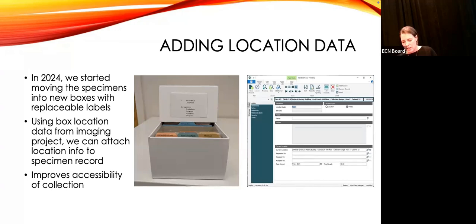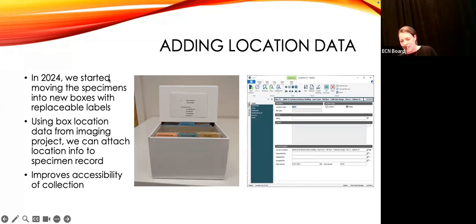Instead of the old cardboard boxes that we had with stickers on the front, these have removable pockets that allow us to change the headers. And with these new boxes, we are also adding a barcode. It's not in that picture, but they will have barcodes. And so they can be scanned and you'll be able to find the exact place of where they are in the collection.